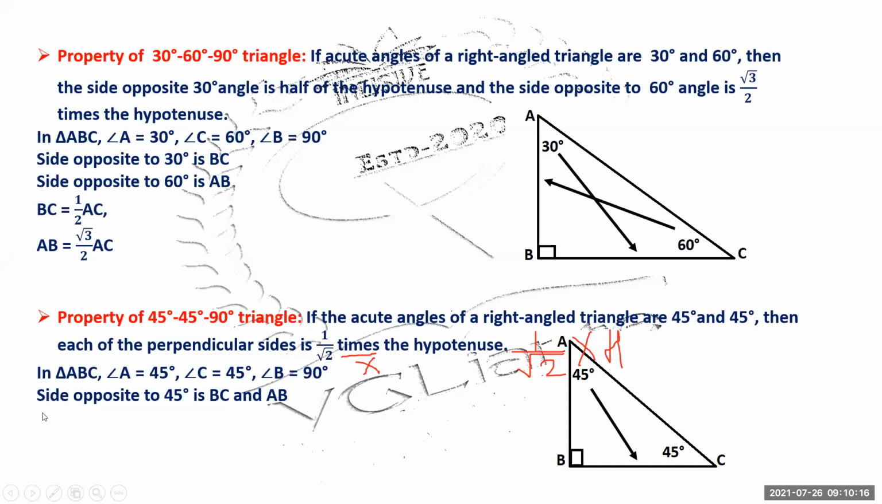Understand? Now yes, check. Side opposite to 45 is BC and AB. So I'm showing them with the arrows. So this is the special kind of triangle as I have already mentioned, and it is called an isosceles right angle triangle. So in this you'll get AB equals BC. So BC equals AB equals 1 upon root 2 times, so multiplication, so 1 upon root 2 AC. Is this clear to all the students here? Very important properties which you will be applying.